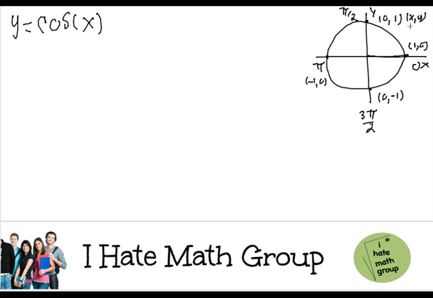The other thing I need to remember is that x is equal to the cosine and y is equal to the sine. I remember this because they are in alphabetical order. So once I understand this, let's go ahead and start graphing the cosine.